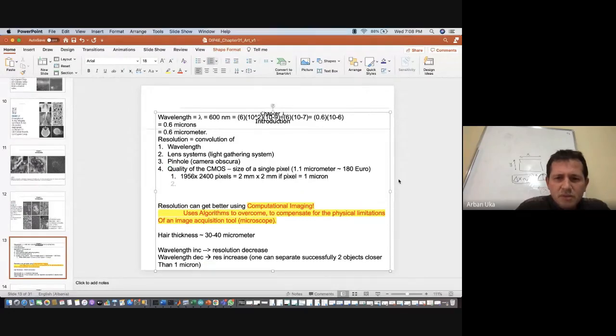Now you can buy for much cheaper, for a much smaller amount of money. You can buy, let's say, another CMOS that has a pixel size around 3.5 micron. This is much easier to make and also much cheaper, and it increases the size of the pixel from 1 micrometer to 3.5 micrometer.